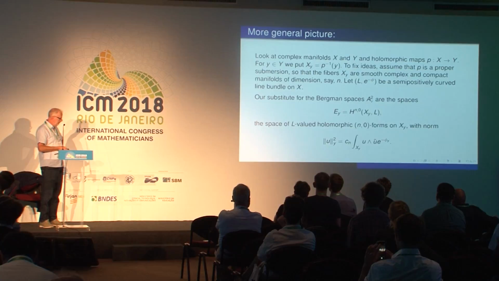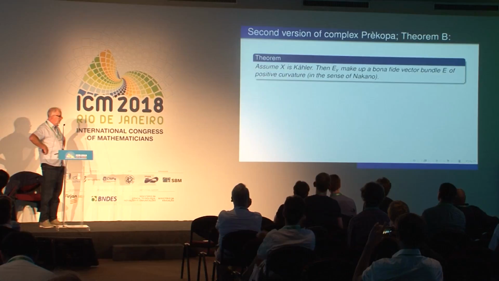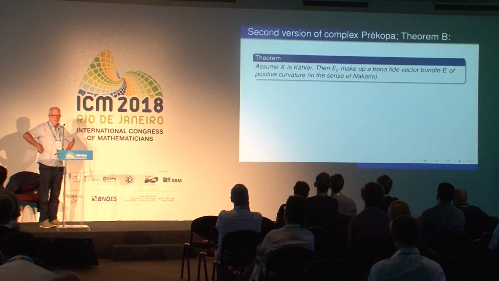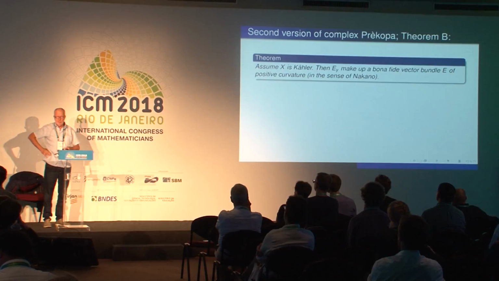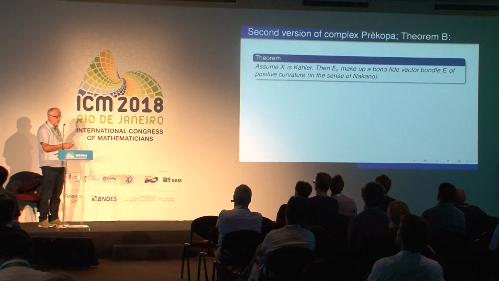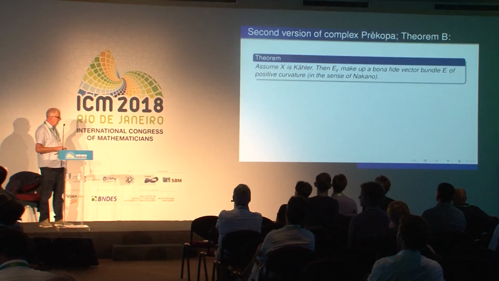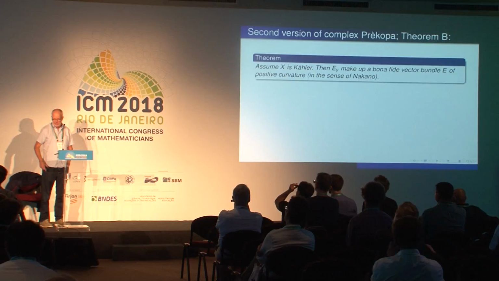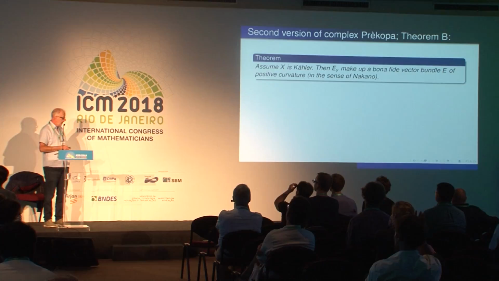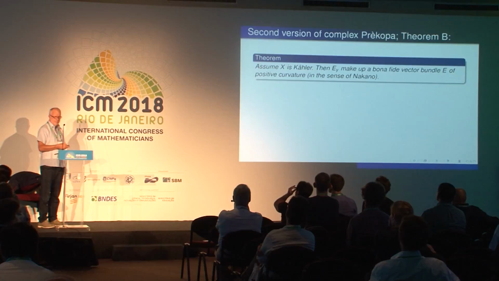And now the second version of the theorem is that, assume that the total space X is a Kähler manifold. So if you know what that is, it's good. If you don't know it, you can just think of it as a condition that somehow replaces the convexity in the real Brunn-Minkowski thing. Then the E_y here, those spaces of holomorphic n forms with values in L, with its norm, they make up a real, well, an honest, bona fide vector bundle. It's really a vector bundle now, and this has positive curvature. And it has positive curvature in the sense of Nakano, if you're an expert in the business, which is the strongest notion of positivity of vector bundles. So that's what the theorem says in this case. Then you don't need to introduce all those measures. You could do, but it's not necessary because now we really have a vector bundle.